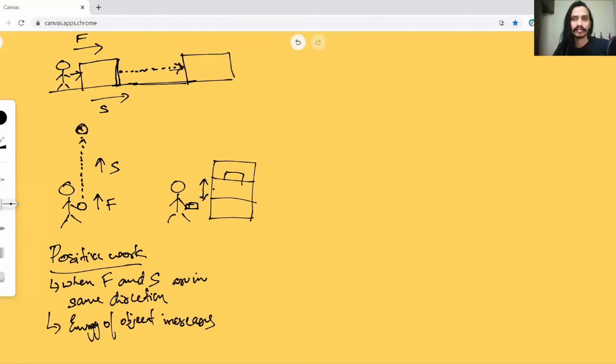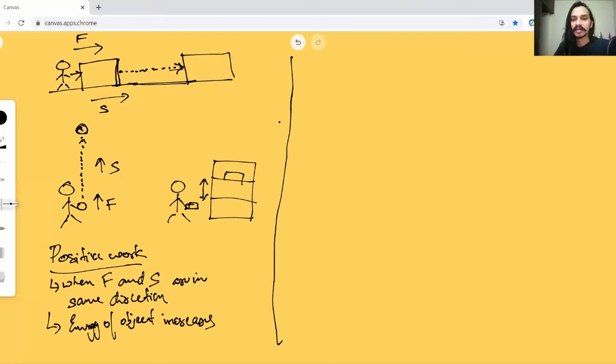Okay, that's something I think you must have learned about in your previous classes. Whenever positive work happens, these two conditions are always there: the direction of force and displacement are the same, and the energy of the object has to increase. Now, if there's something called positive work, it makes sense that there's something on the opposite also, right? Something called negative work.